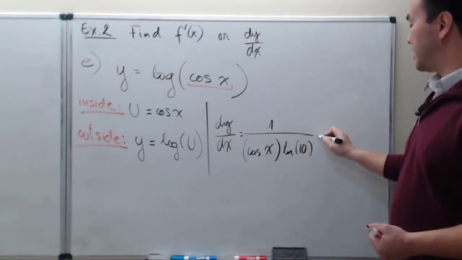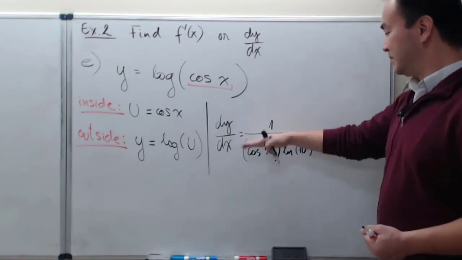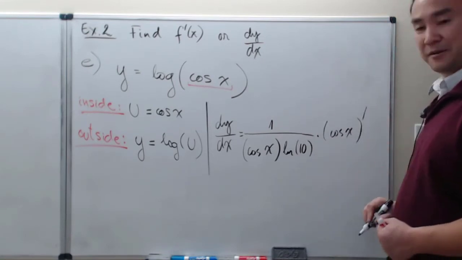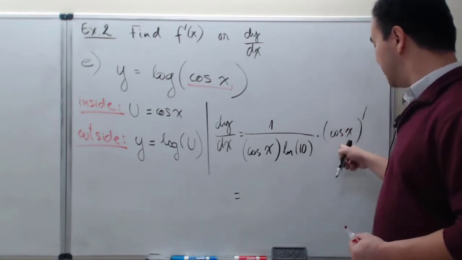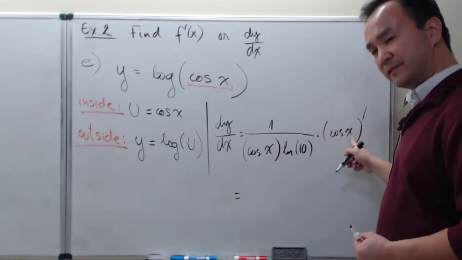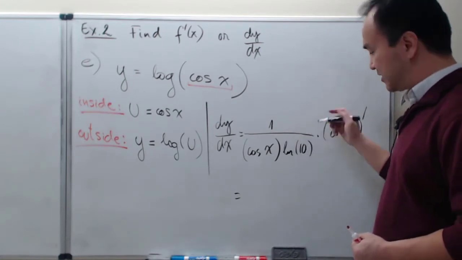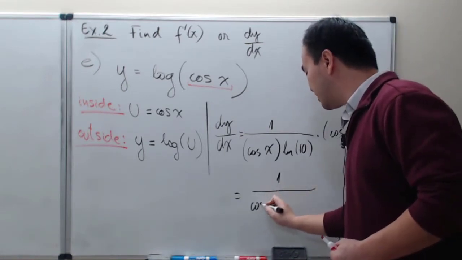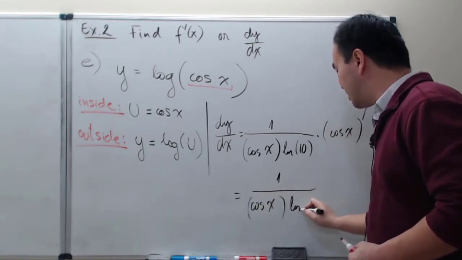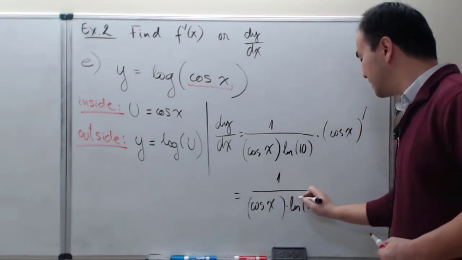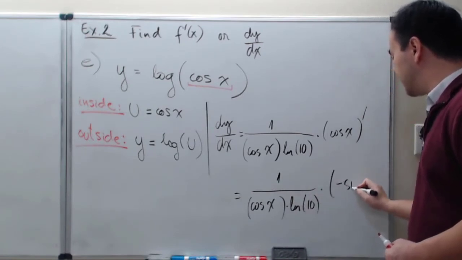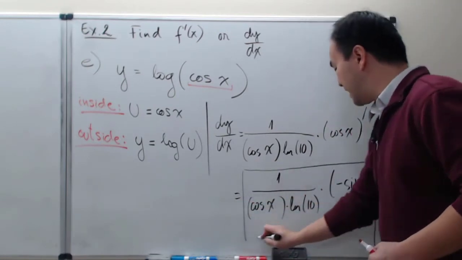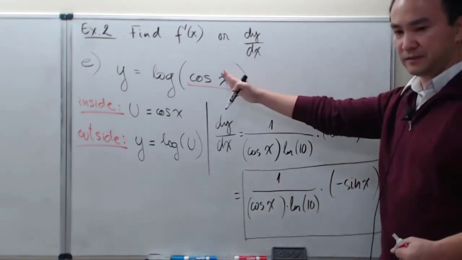So that's the derivative of the outside. Okay, and then chain rule says further that we need to multiply this with the derivative of the inside. Okay, so the derivative of the inside, cosine of x, taking the derivative, is simply going to be negative sine. So now I'm looking at 1 over cosine of x times the natural log of 10, okay, and multiply with negative sine of x. Okay, and so once again, officially, this is our derivative of this function.